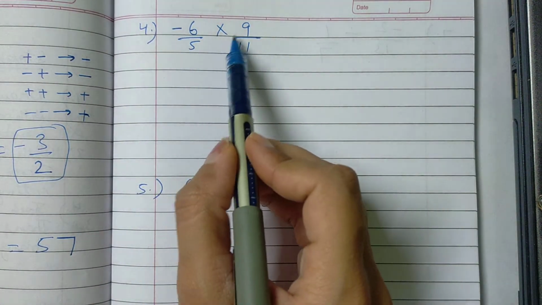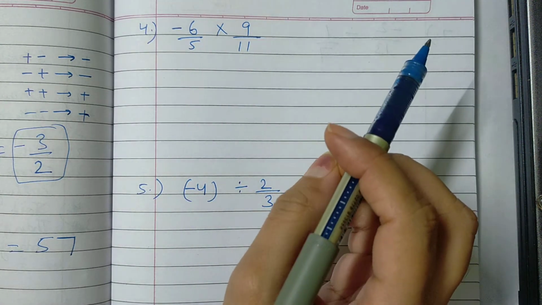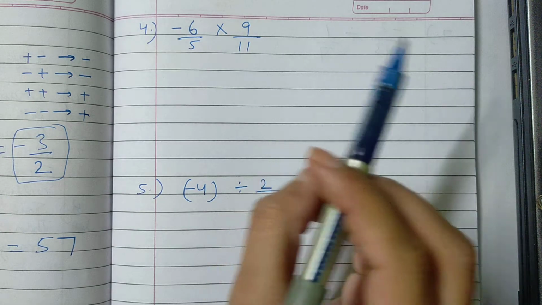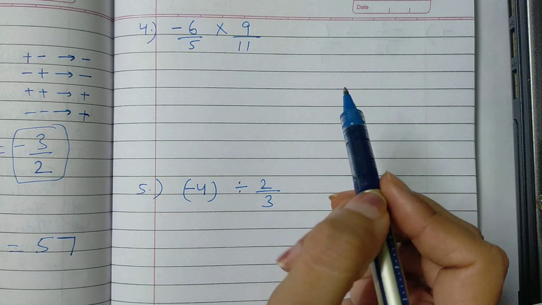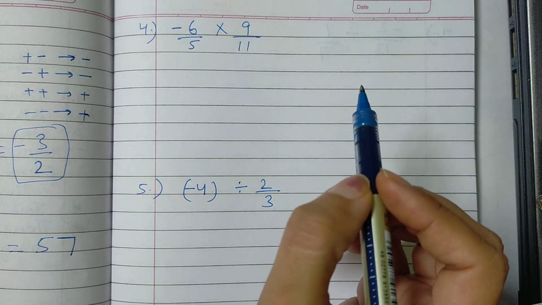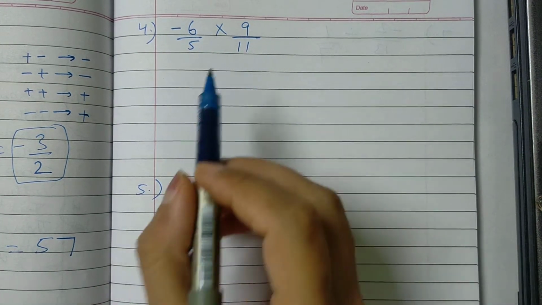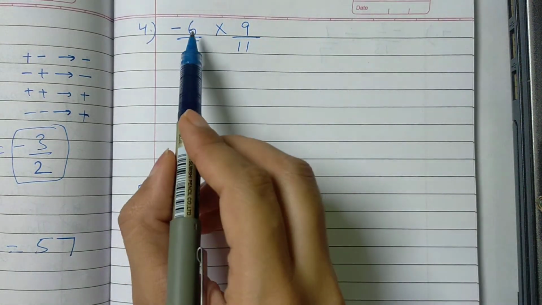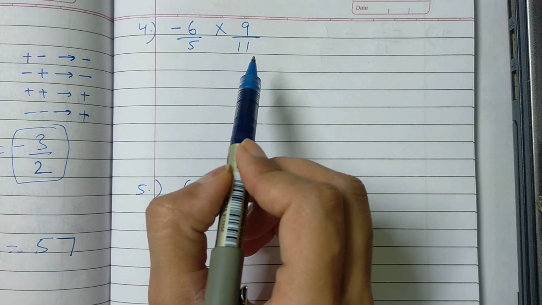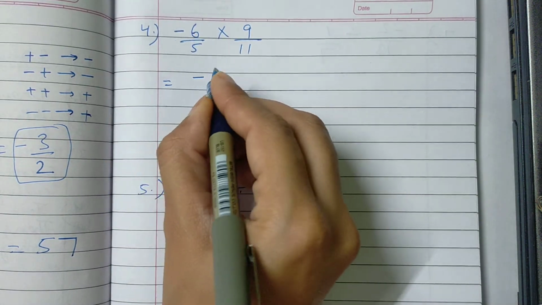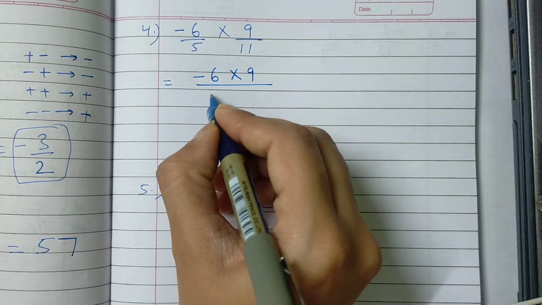Minus 6 upon 5 multiply 9 upon 11. Whenever we are multiplying, we don't have to take any LCM. LCM is to be taken only in addition and subtraction. In multiplication and division, you simply have to multiply. You just have to multiply the numerator with the numerator and the denominator with the denominator. So numerators multiply and denominators multiply.